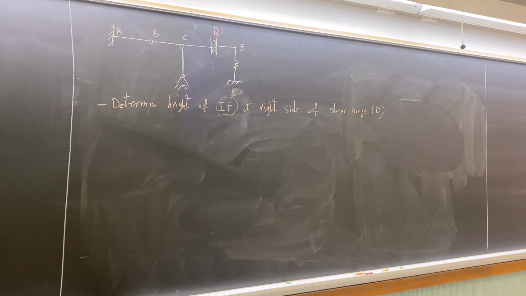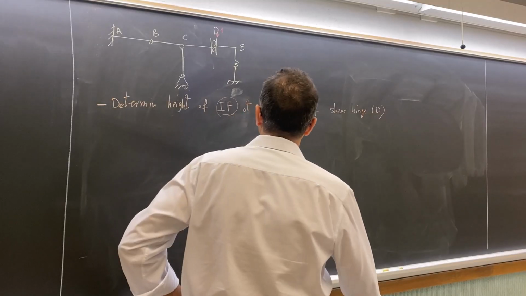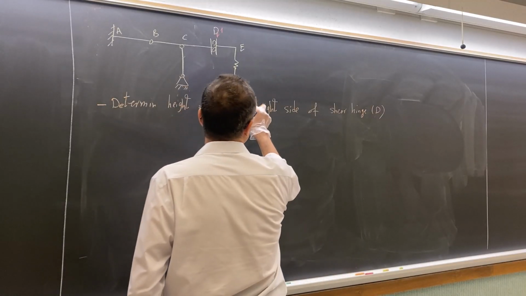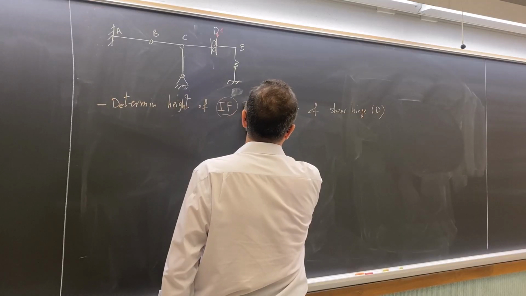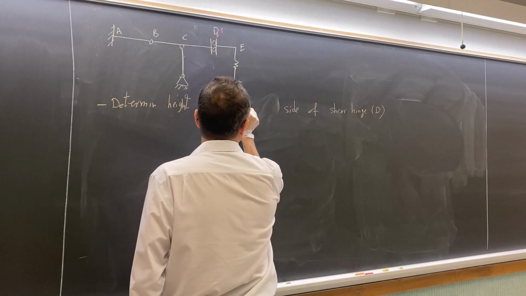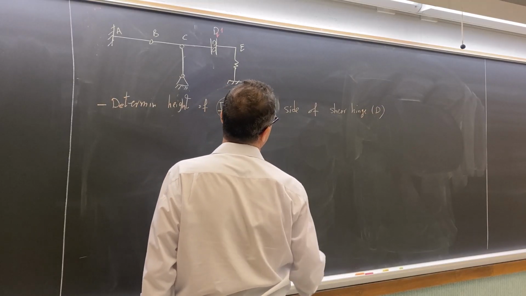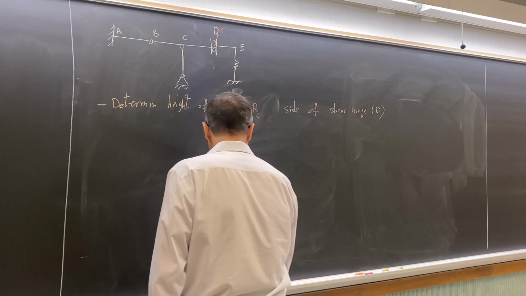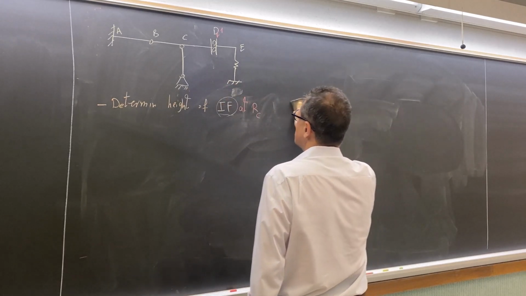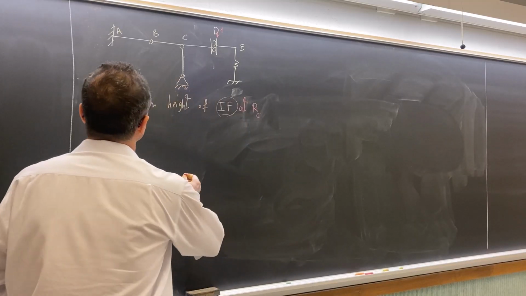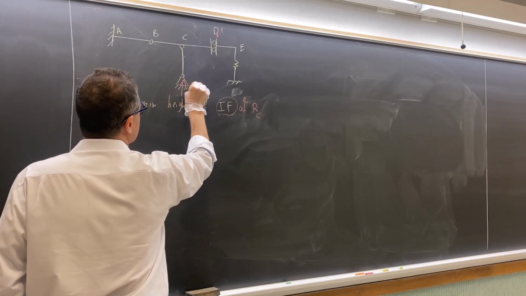In this structure, a unit load is moving from A to E. Determine the height of influence line of reaction C. So basically, the height of influence line, so let me revise it. At RC, so basically you need to find the reaction at point C. I put a question mark here.